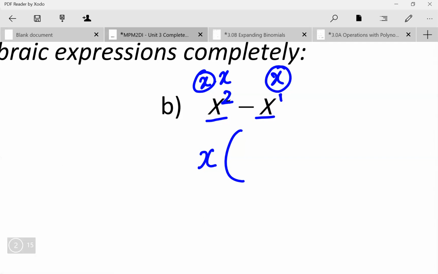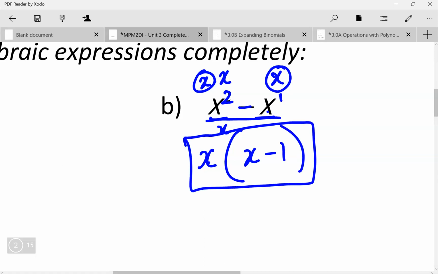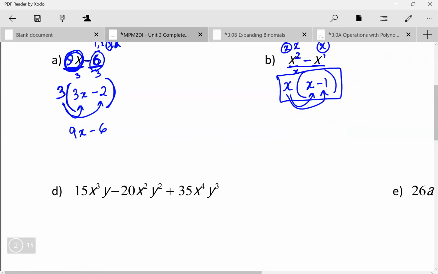And again, same procedure. After I've taken out my greatest common factor, I'm going to open a bracket, and inside that bracket goes whatever this was divided by x. So x squared divided by x was x. X to the power of 1 divided by x, with the minus sign, was minus 1. So my answer is x times (x minus 1). And hopefully we see that if we do expand this, we get back the original x squared minus x. So we know that we've done it correctly.